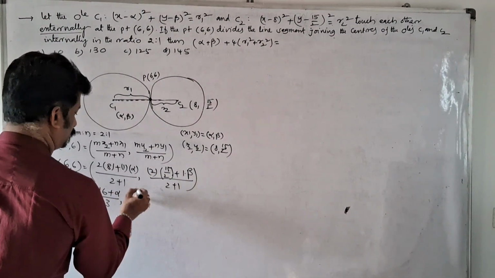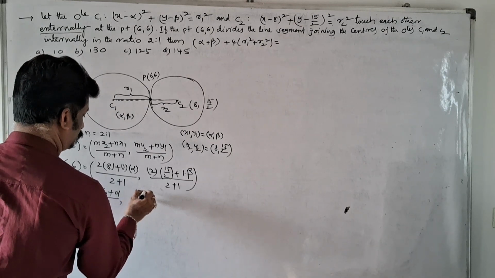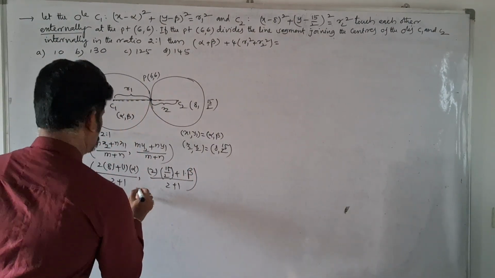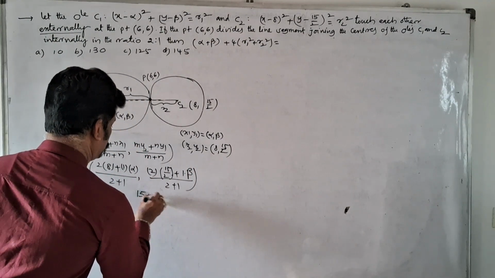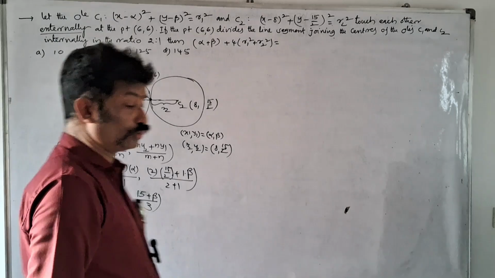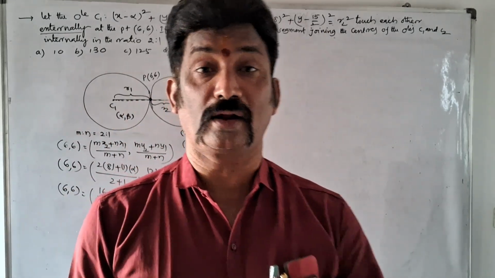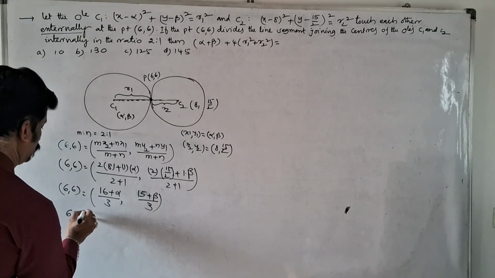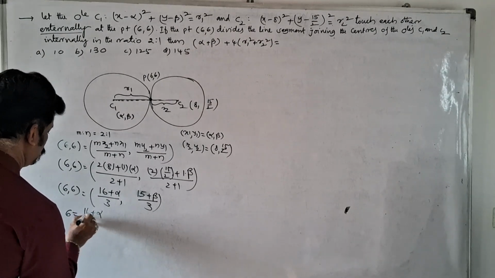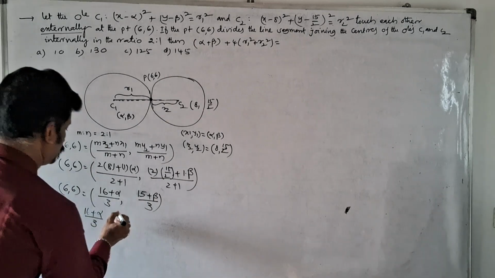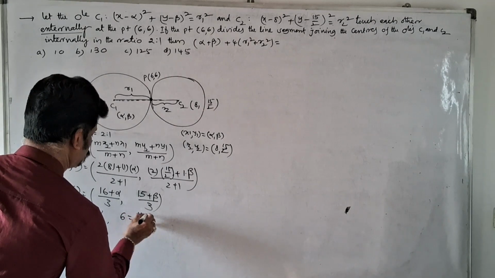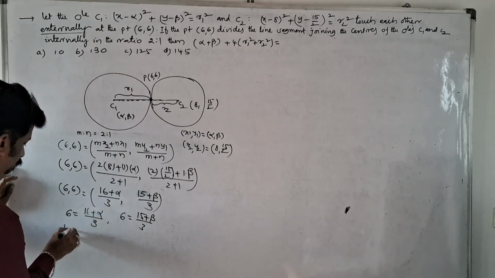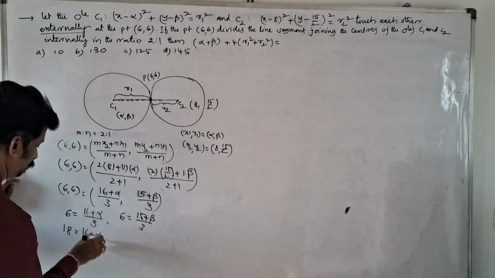Now this one, the 2 cancels, 15 plus beta by 3. Now if two ordered pairs are equal, then their corresponding elements are equal. So this implies 6 is equal to (16 plus alpha) by 3, and 6 is equal to (15 plus beta) by 3. 6 threes are 18, so 18 is equal to 16 plus alpha.